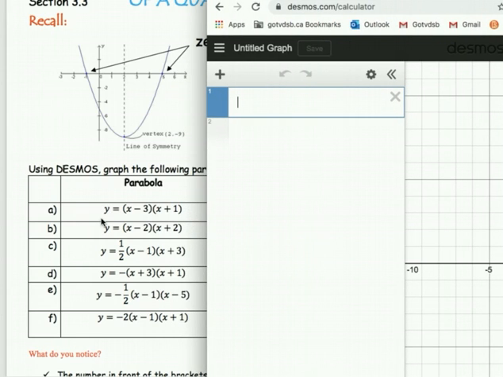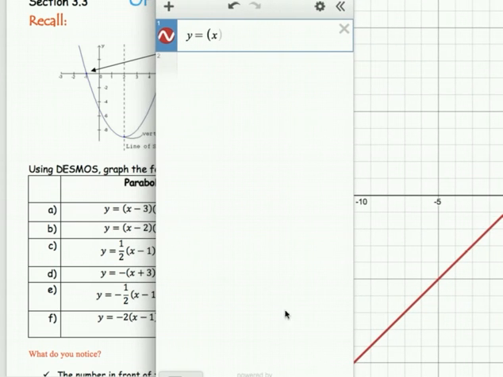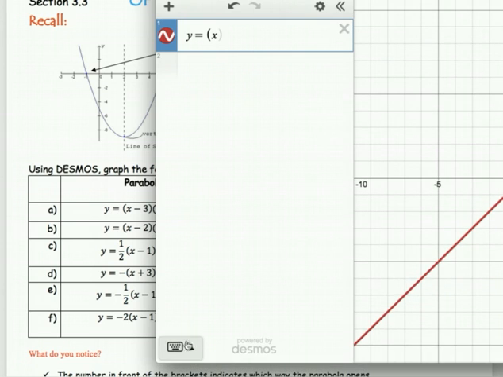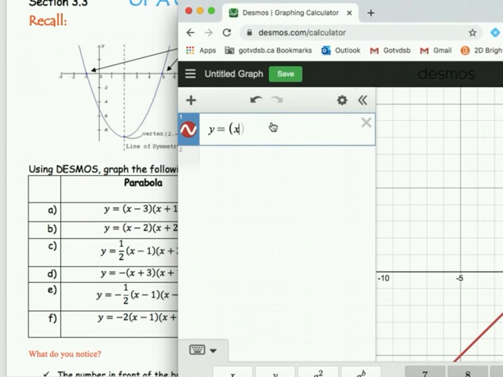So I'll take the first one here, y equals bracket x minus 3 bracket x plus 1. So again, Desmos is smart enough to know that even if you don't type in the y equals, you'll be fine, but if you want to, you can. All right, so again, there's a keyboard at the bottom here that you can click on to make it easier if you're using a phone and so forth to type things in. Otherwise, if you just want to type it in with your keyboard, that works.